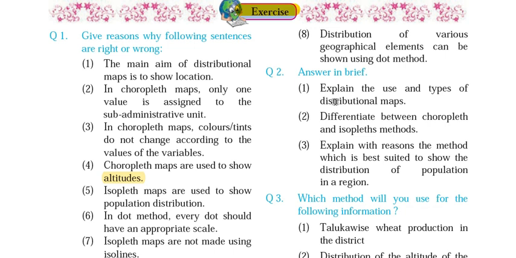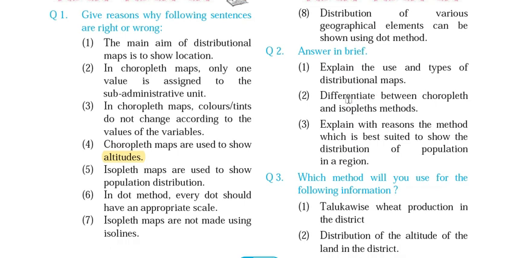Okay, and they have three types. One is the dot method, second one is choropleth, and third one is isopleth. An isopleth map you can draw by using two methods. One is the black and white lines or patterns method, and second one is the isoline method. Then the next one is: differentiate between the choropleth and isopleth methods.